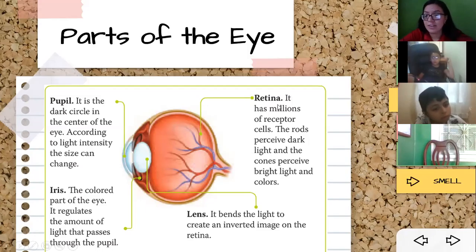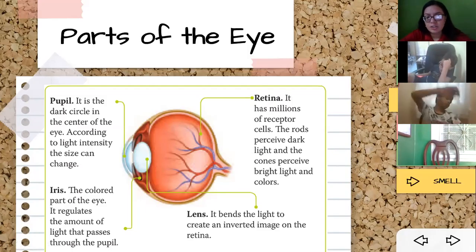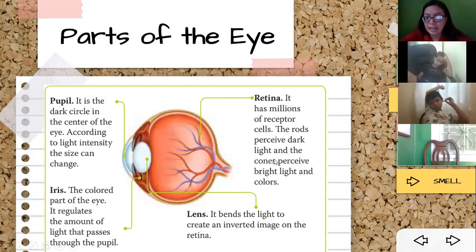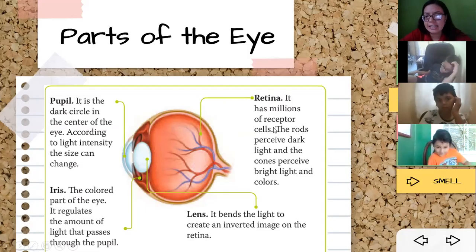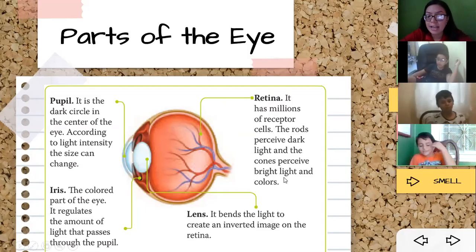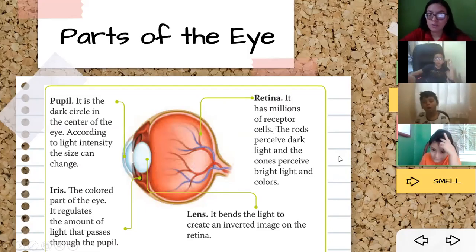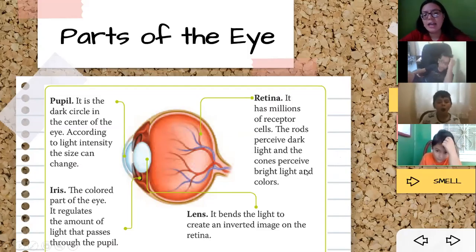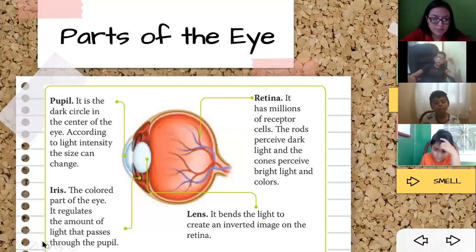And finally, we have the retina, that has millions of receptor cells. So the retina is made of millions of cells. The rods perceive the dark light, and the cones perceive the bright light and the color. So inside of the retina, we have rods and we have cones. Rods perceive the dark, and the cones perceive bright light and the colors.